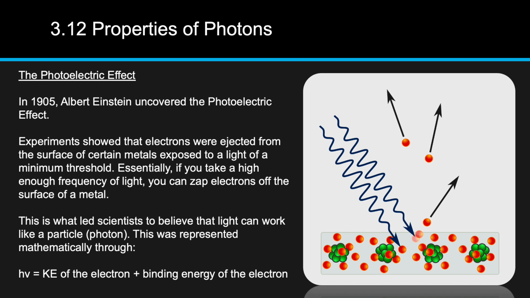So mathematically, we write this as hν, or Planck's constant times frequency, equals the kinetic energy of the electron plus the binding energy. In other words, the photon's energy is used first to free the electron, and whatever is left over becomes the electron's speed.